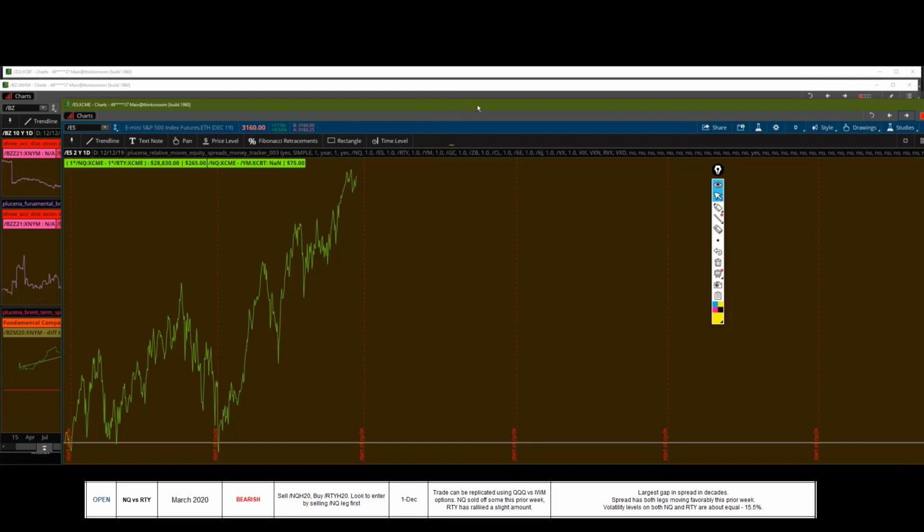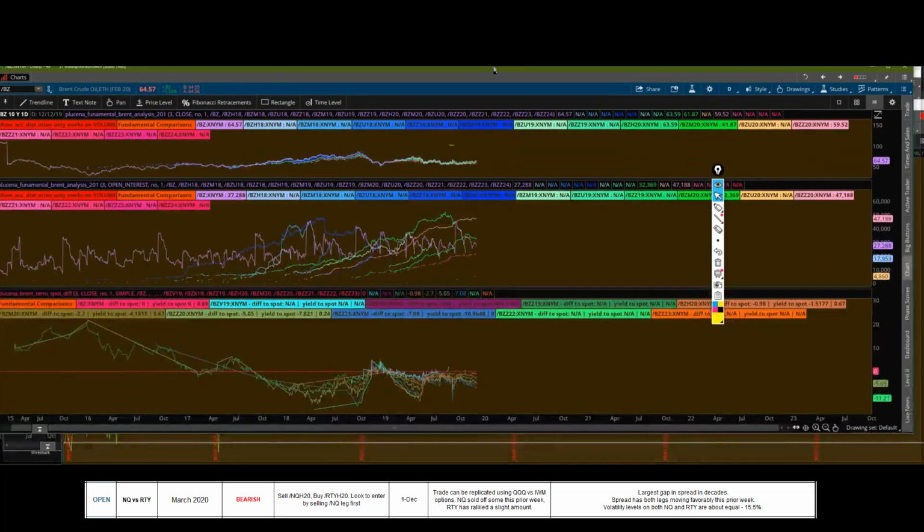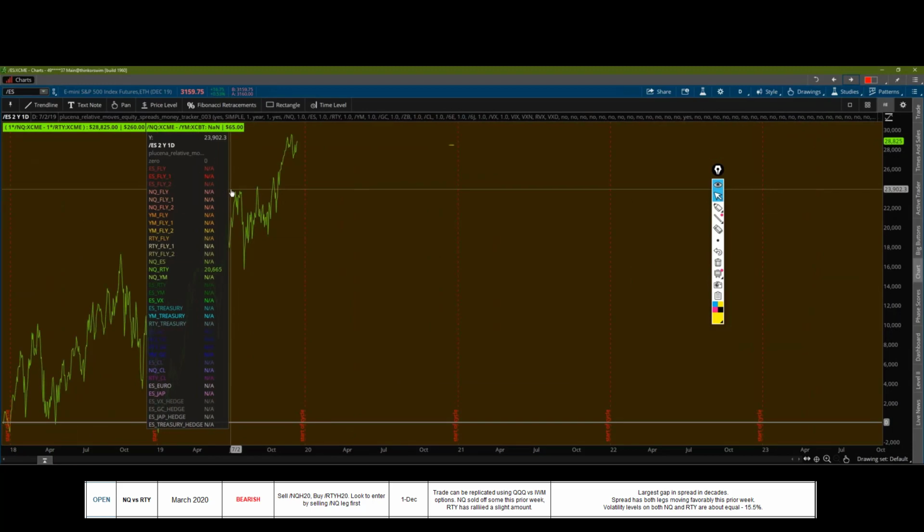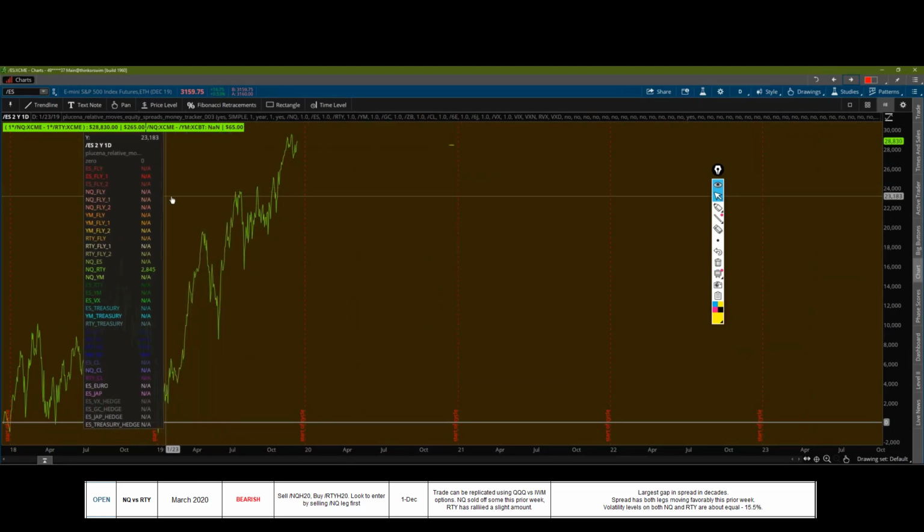So that's all. I want to ride this thing as it has done historically. And here's our spread, NQ versus RTY throughout the whole entire year.